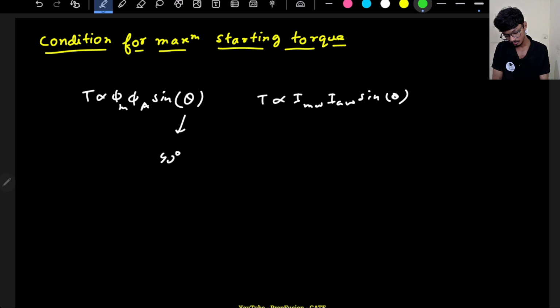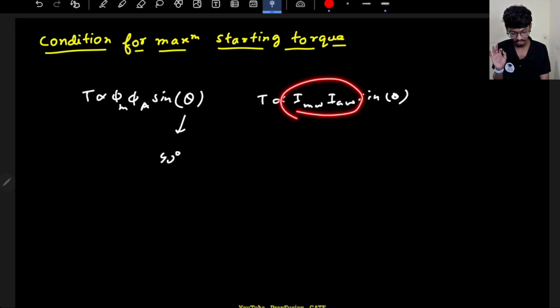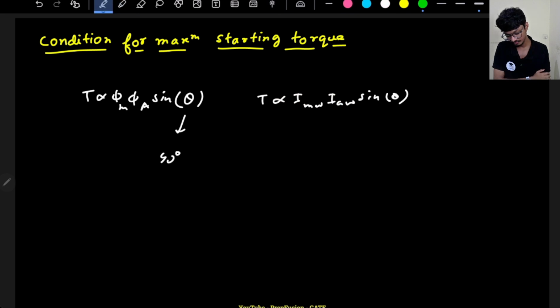So for maximum torque, this you cannot change, this will be fixed, right? But you will be able to change the phase angle. So you have to make this 90. For maximum torque you have to maximize this, right? So that is the only case over here.